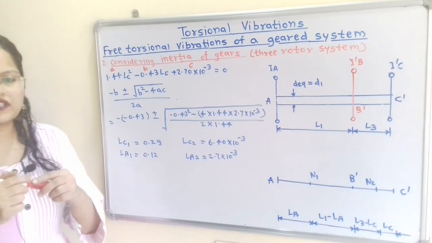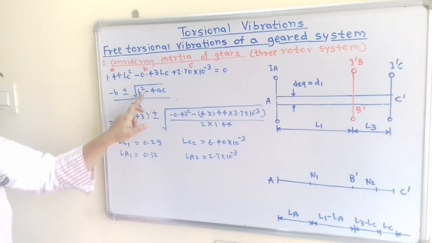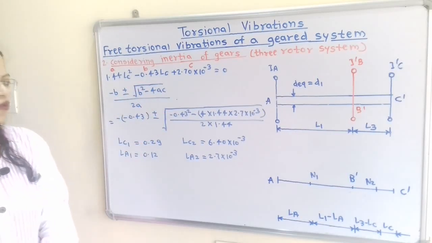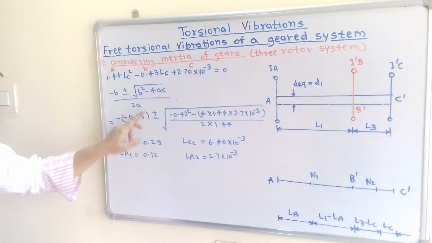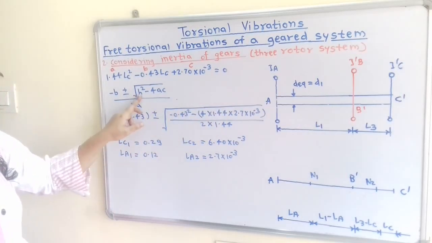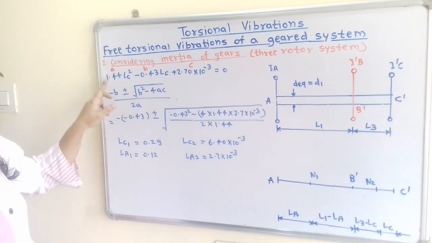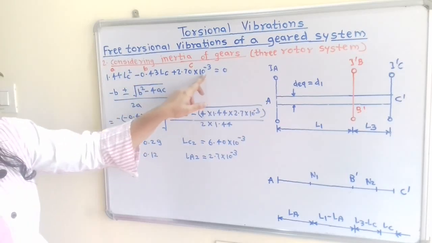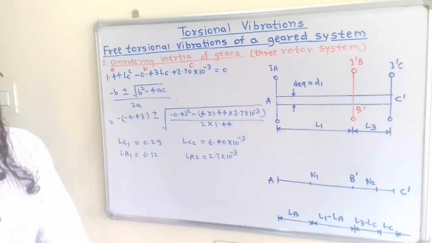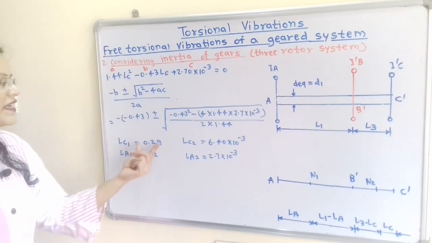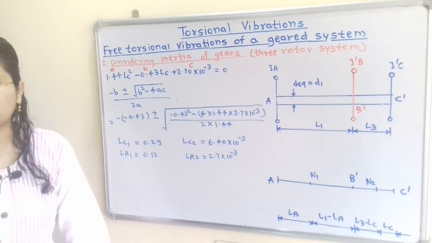So how to find out the solution? So we have the formula minus B plus minus under root of B square minus 4AC divided by 2A. So we will put the value. So minus into minus 0.43 plus minus square root of B square, that is minus 0.43 square minus 4AC, 4 into 1.44 into 2.7 into 10 raised to minus 3, divided by 2 into A, that is 1.44. So when we take this plus sign, we will get one answer, and when we take this minus sign, we will get the second answer.